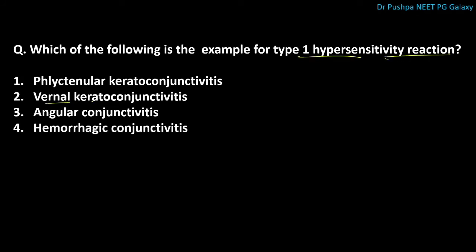Next question is, which of the following is the example for type 1 hypersensitivity reaction? The correct answer is vernal keratoconjunctivitis. Phlyctenular keratoconjunctivitis is the example for type 4 hypersensitivity reaction. This vernal keratoconjunctivitis is also called as spring catarrh.